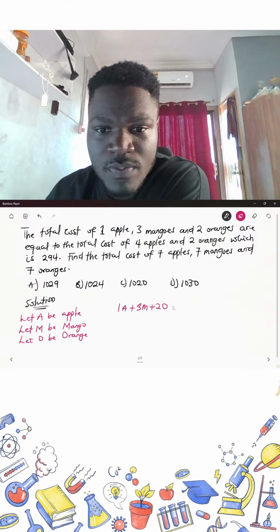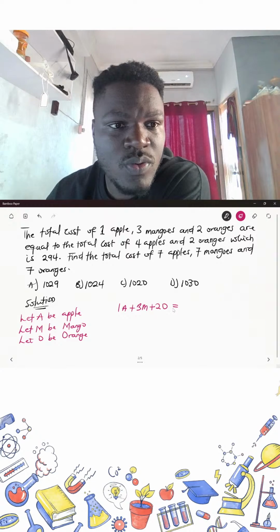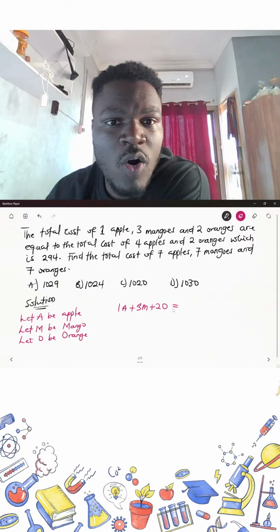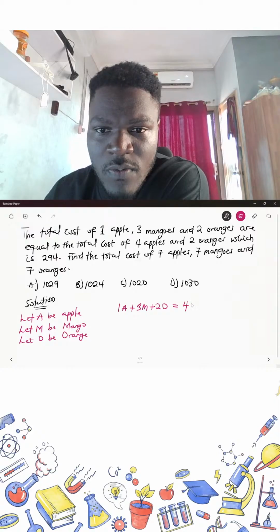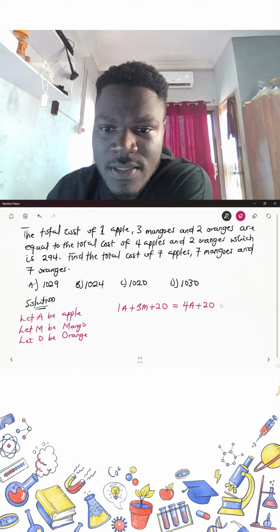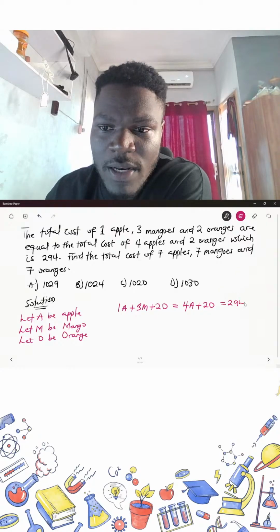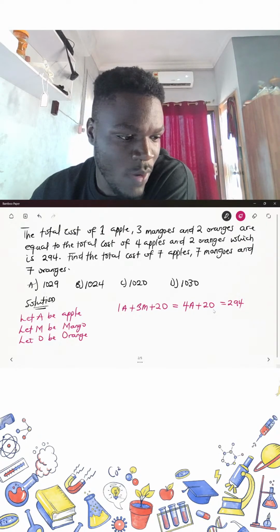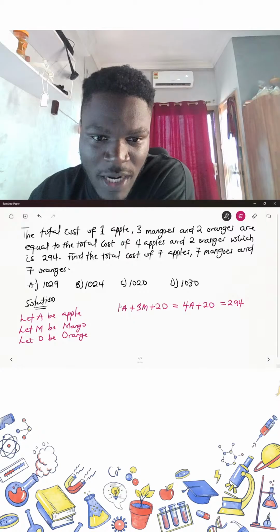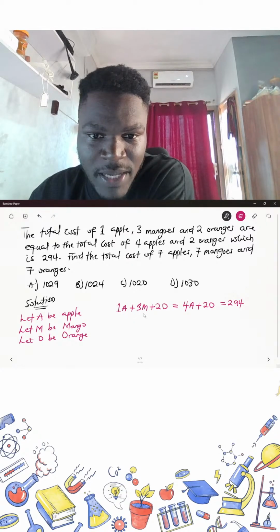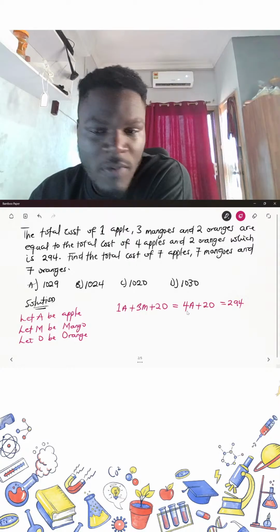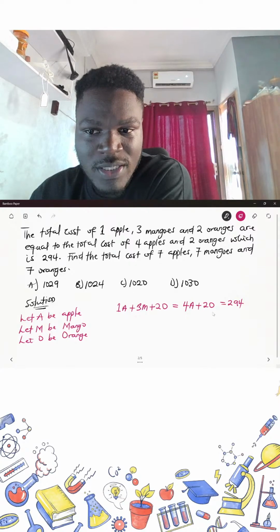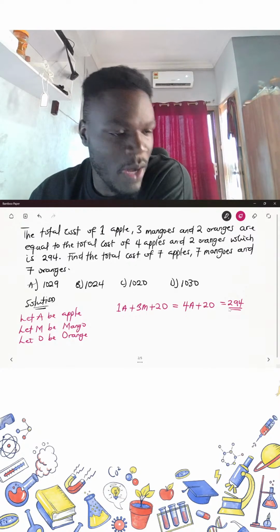This is equal to the total cost of 4 apples, so 4A and 2 oranges, 2O, which is 294. What it means is that we have 1 apple plus 3 mangoes plus 2 oranges. It is equal to the sum of 4 apples and 2 oranges, and the value is equal to 294.